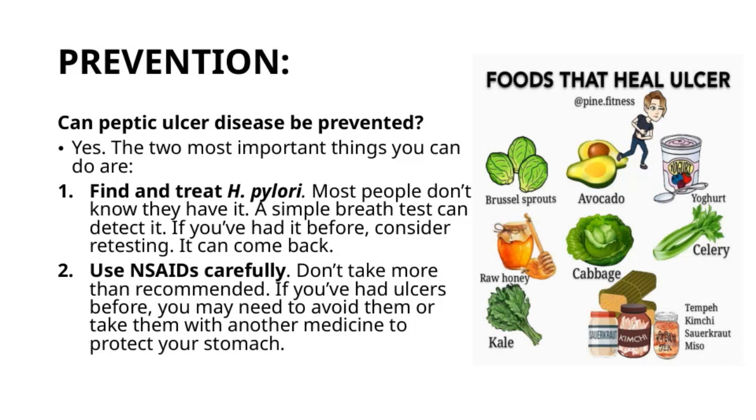So, can peptic ulcer disease be prevented? Yes, it can. The two most important things you can do are finding and treating H. pylori and using NSAIDs carefully. Many people don't realize they have H. pylori, which is a common cause of ulcers. A simple breath test can detect it, so if you've had it before, it's a good idea to consider retesting because it can come back.